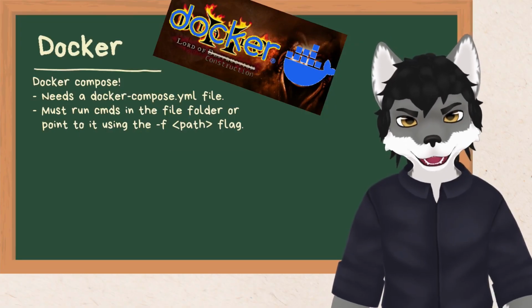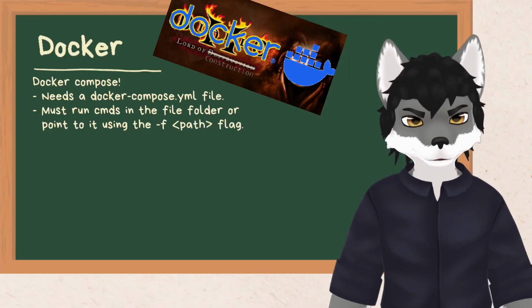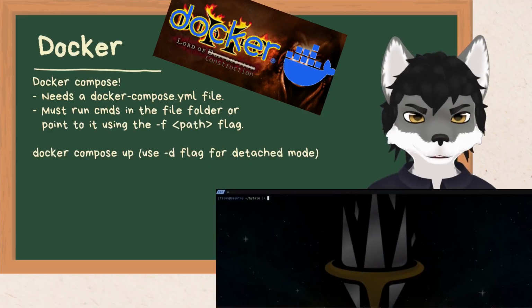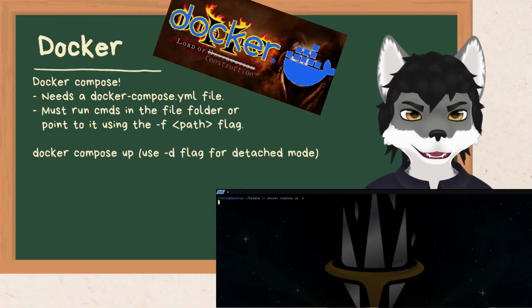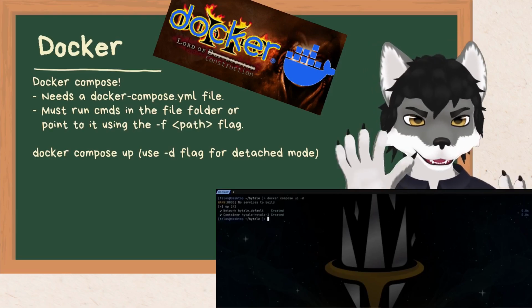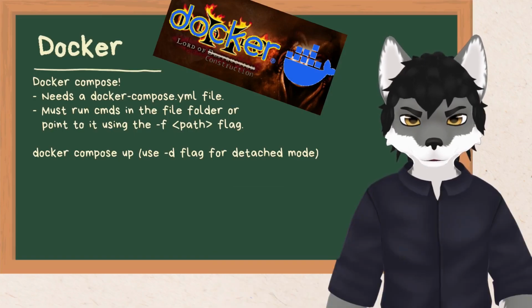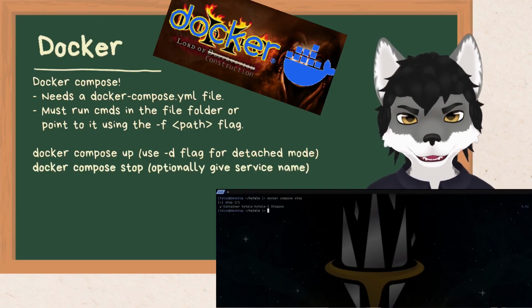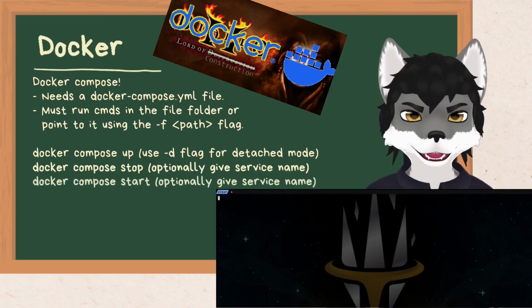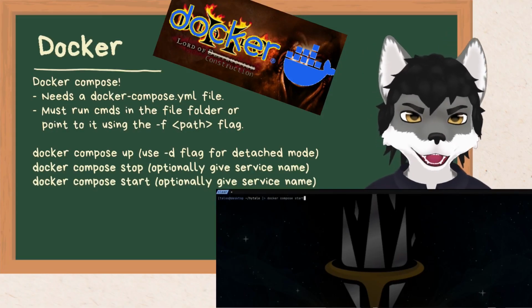They all start with Docker Compose, and here are the most useful ones. First, up. It will read the recipe in the file and download images, construct containers, set up networks and volumes. Everything. It's like magic. Stop will stop all services in the file or the one you specify. And conversely, start will start all services that have been stopped or the one you specify.